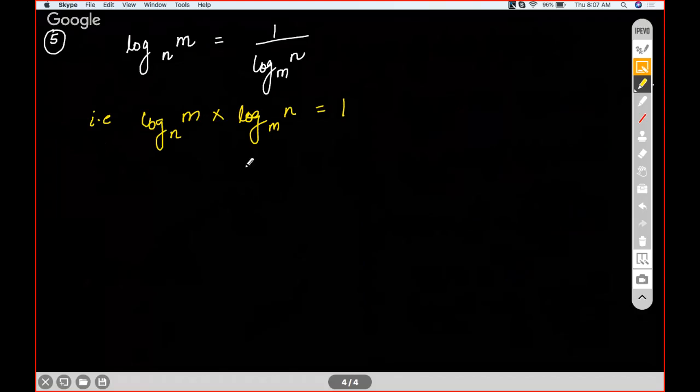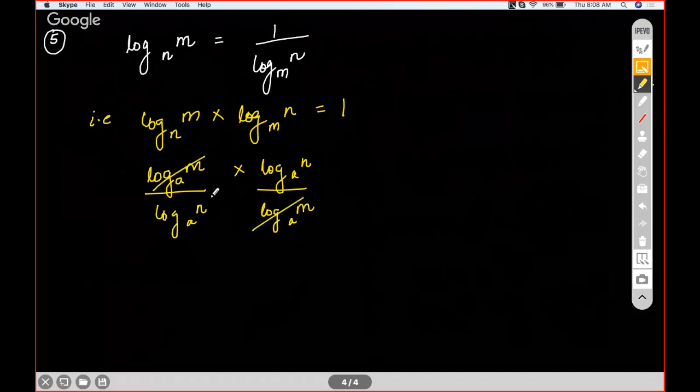So if I have to do that, then you can change the base. You can change the base over here, correct? Yeah, change the base to a. Here also you can do this. So this gets cancelled, this gets cancelled, this gets cancelled. You get a 1, which is your RHS. Yeah, got it. Next property, property number 6.